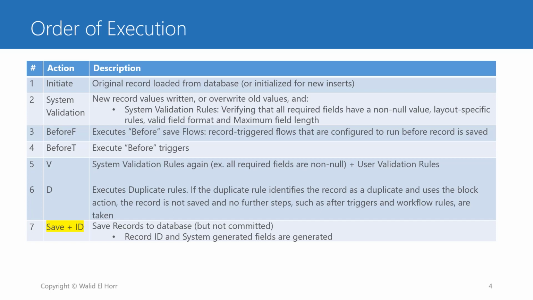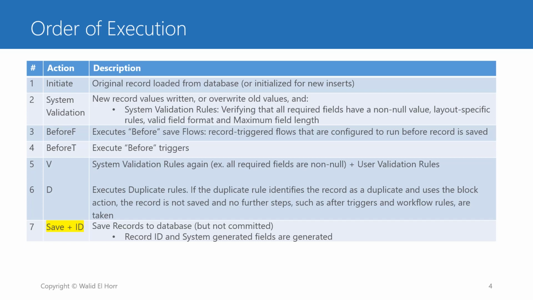Step 2 is system validation. This includes things like verifying that all required fields are populated, the entered value has the right format, the maximum field length is not exceeded, and so on. Step 3 is executing before save flows, which are record triggered flows that are configured to run before the record is saved. There is a new feature in Flow that allows you to specify if you want to execute the record triggered flow before or after save. If before save is selected, this is when it gets executed.